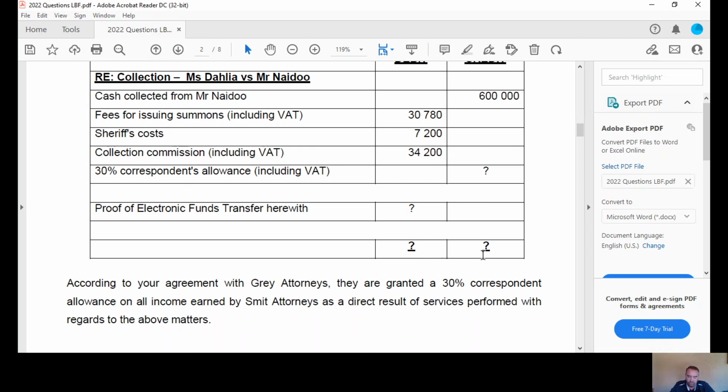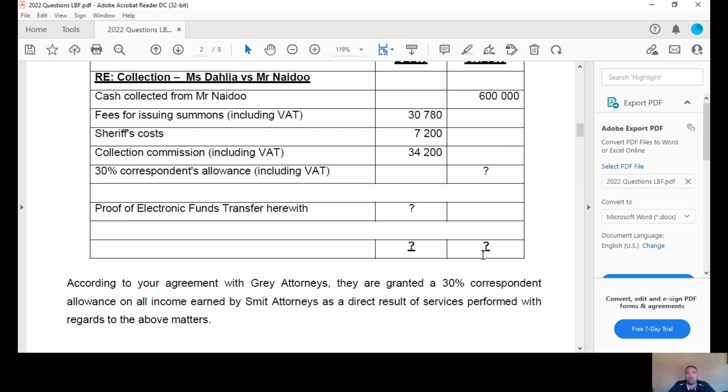So remember, for the services that you render, for your fee and for the collection commission, it's a normal fee journal. So debit the client, credit fee income, credit VAT. For this 30% allowance, you've basically got to take that entire journal and throw it into reverse. So you're going to credit the business debtor, debit fees, debit VAT input with that 30%.